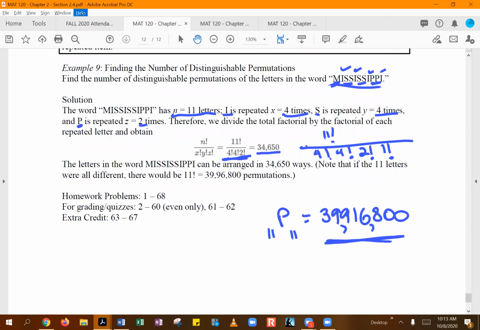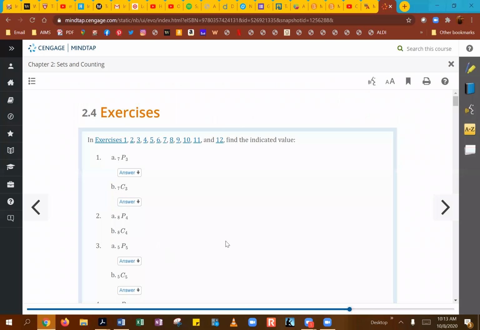And actually, they're also showing you the same idea if you did just 11 factorial. That also ends up giving you a pretty large number of arrangements. So let's take a look at an example here from our textbook.